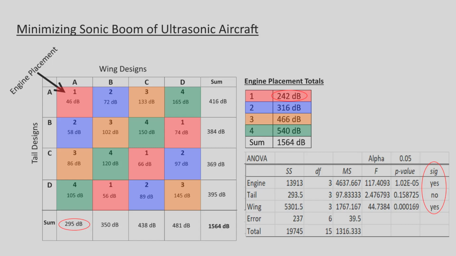For each, calculate the sum of squares, mean squared, degrees of freedom, and F ratio. Comparing the p-values to alpha, the engine placement and wing design are both significant, while tail design had no significant effect at all. Looking at the wing design and engine placement totals, it seems obvious that the wing design A and engine placement 1 by far result in the smallest sonic booms, and this can be confirmed by other statistical analysis techniques.